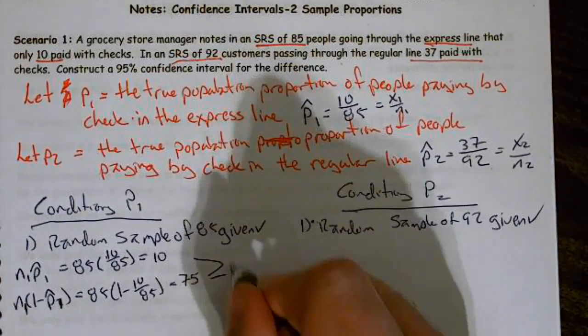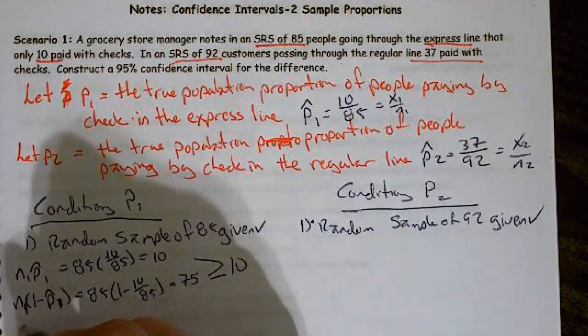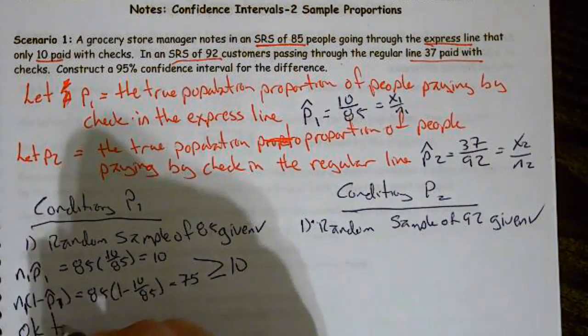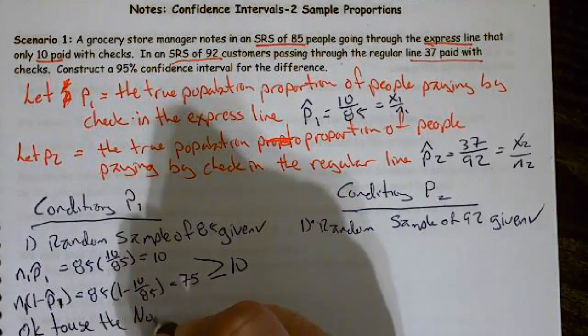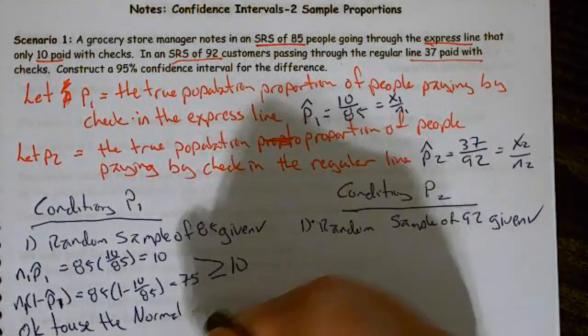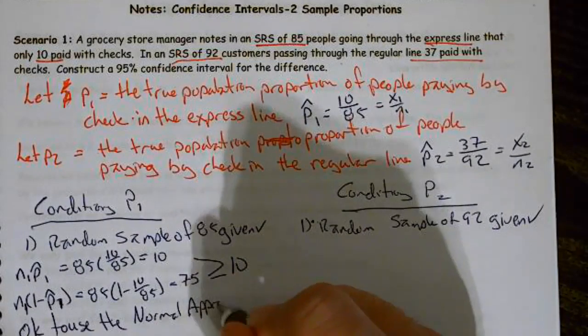This is greater than or equal to 10. And we have to make this statement okay to use the normal approx. Awesome. We're doing pretty good so far.